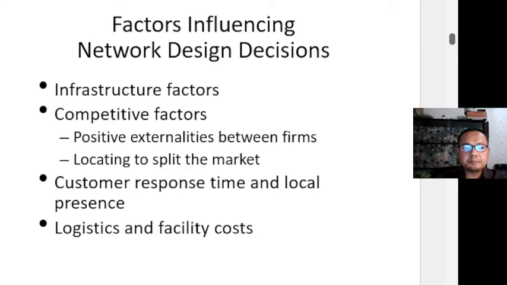And then logistics and facilities. Okay. So logistics and facility costs incurred within a supply chain change as the number of facilities, their location and capacity allocation change. So companies must consider inventory, transportation and facility costs when designing their supply chain network.